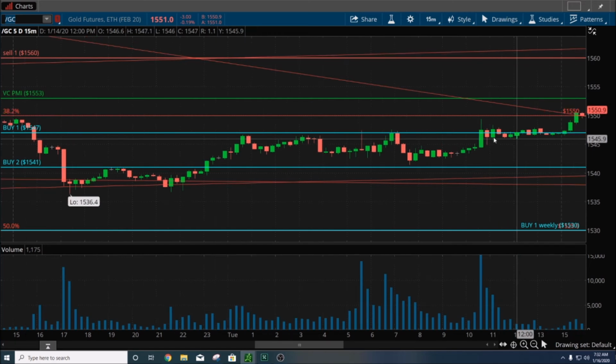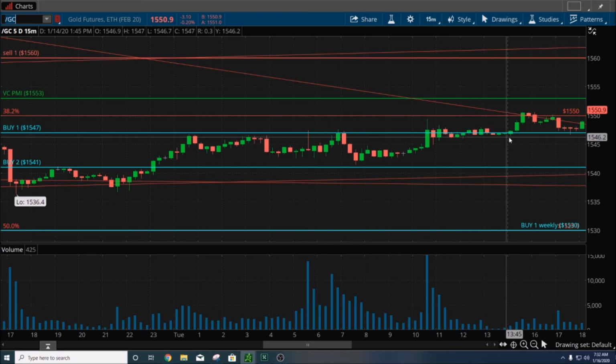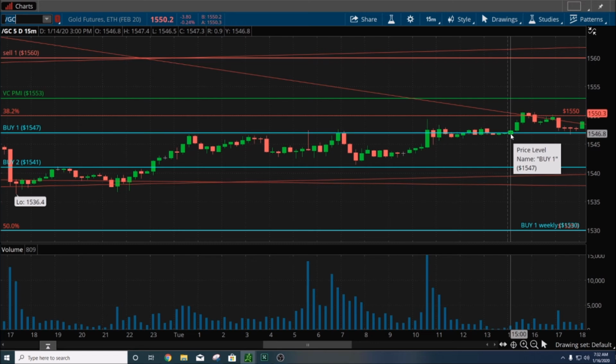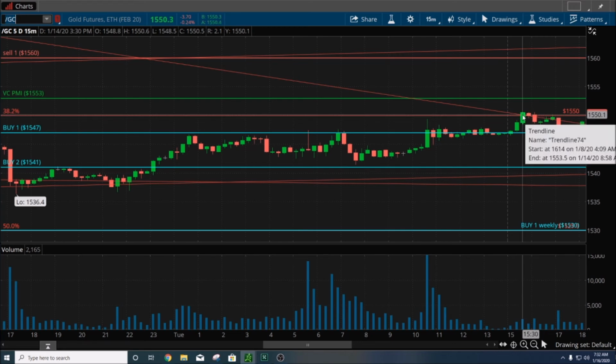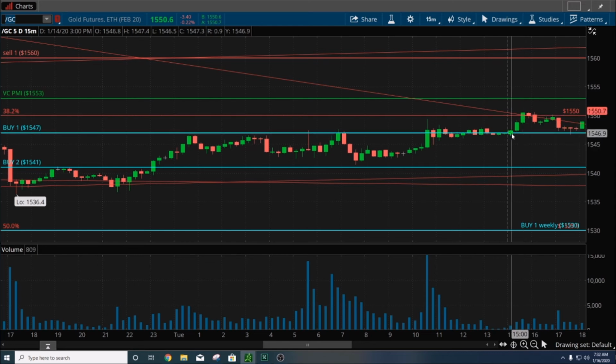The market traded around the buy 1 level until once again the 14th at 3:30 p.m. It activated a buy signal from 1547.30. Your stop is 47, and it got up to already 48.80. I'm sorry, 15.50, 60. So it gave you enough room again to lock in your profit with a trailing stop.